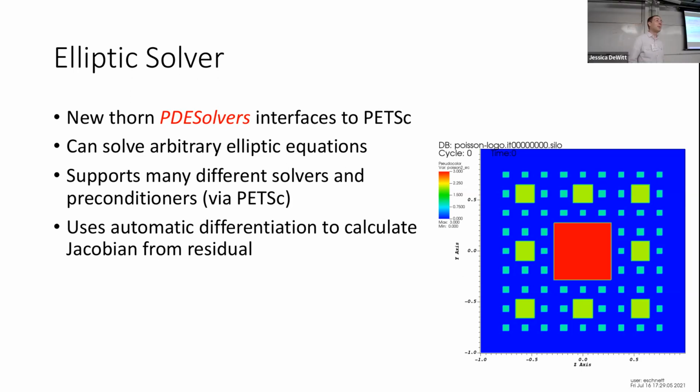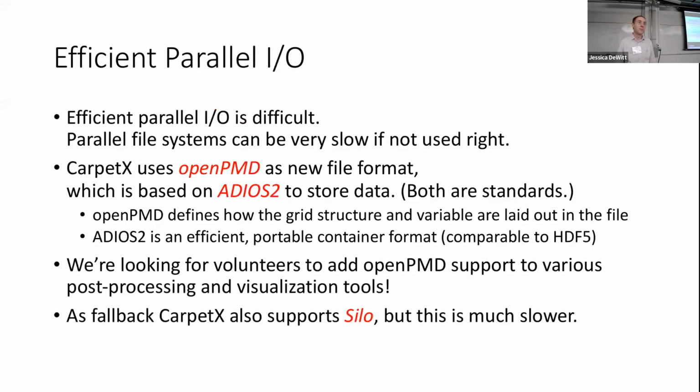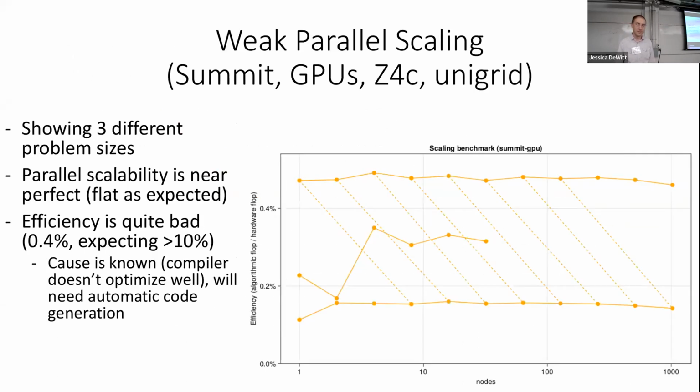Great. All right, Gabriel. Yes. So you had a lot of scaling plots, but it was not clear to me what was shown. Is this weak scaling? Is it strong scaling? What is the efficiency? 0.1% seems extremely small. Can you explain it?